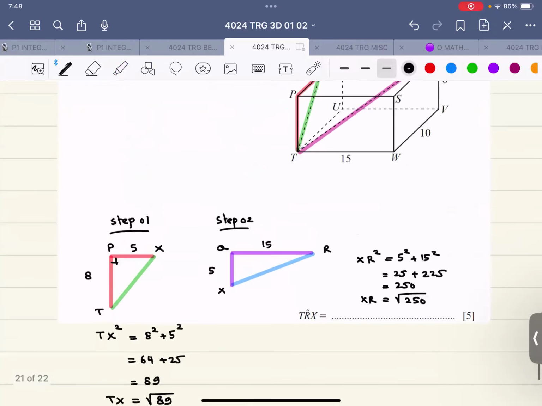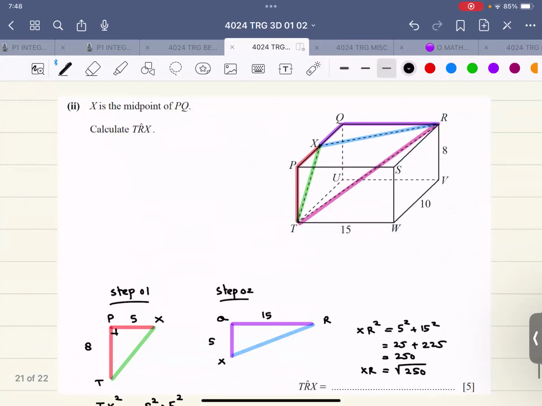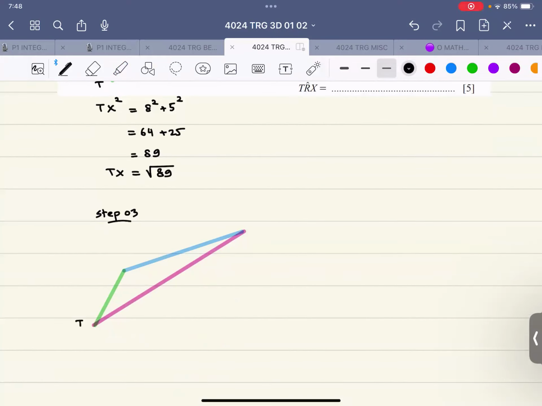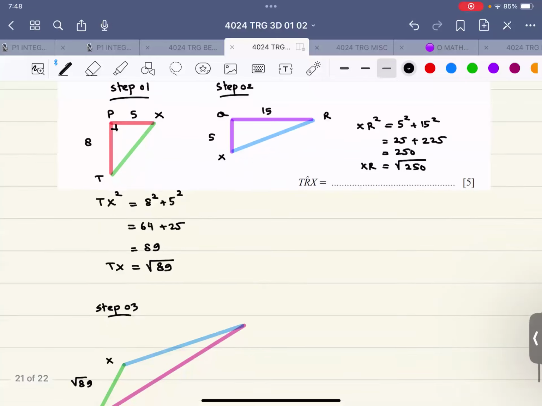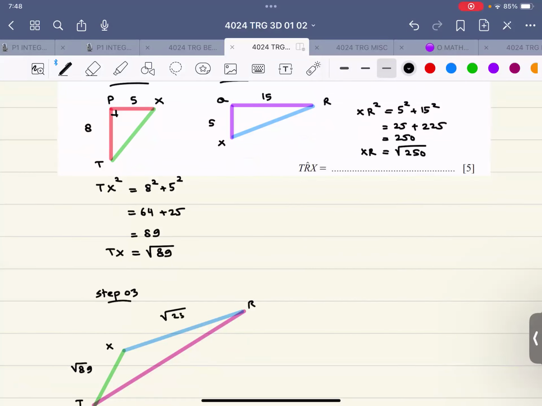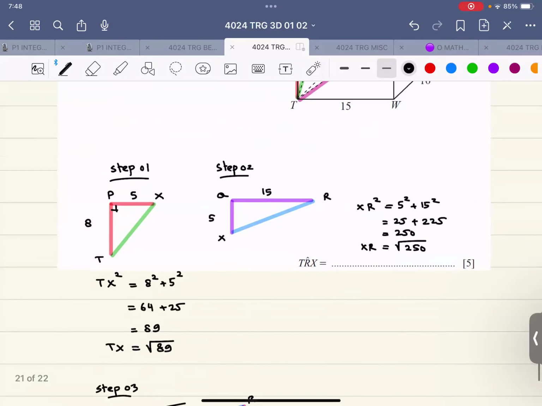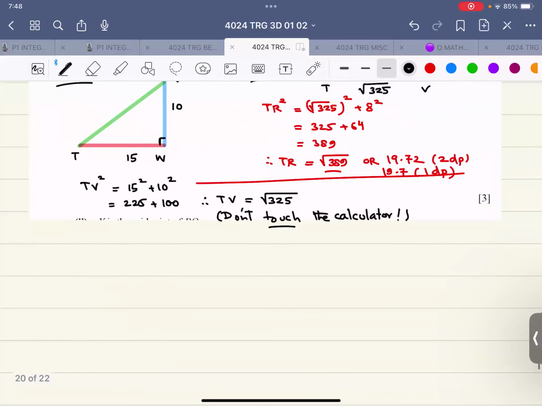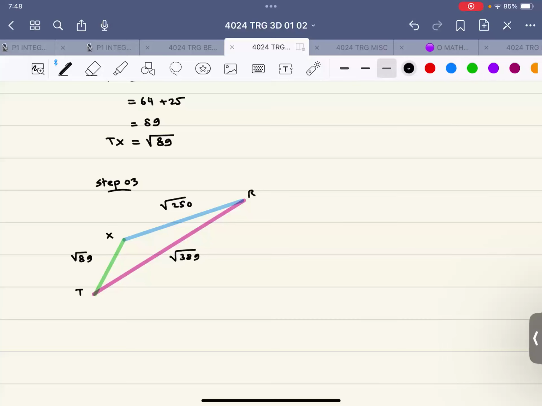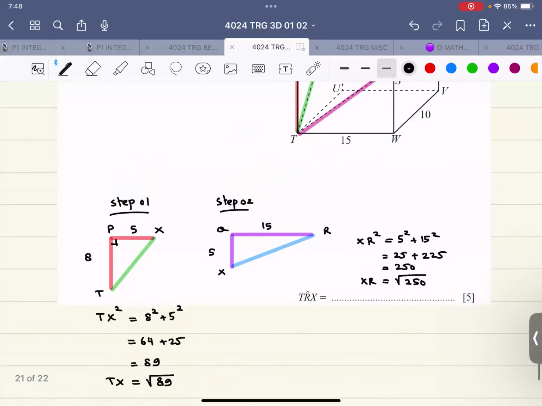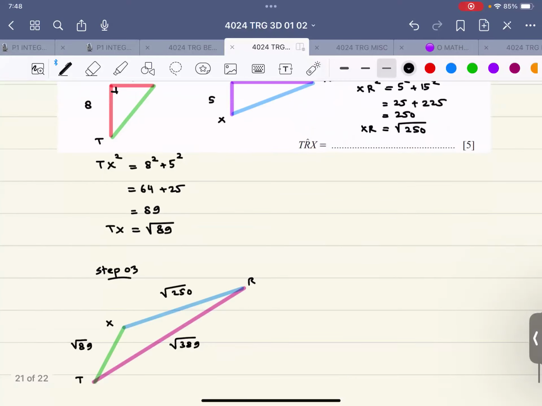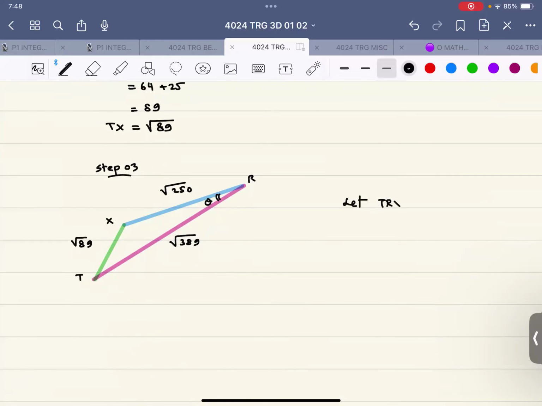So therefore, this is TX. TX is root 89. This is T. This is X. This is root 89. And then we have XR, which is root 250. And then we also have TR. TR over here is root 389. So this is root 389. And we are interested in which angle? We are interested in TRX. So we are interested in this angle. Let me label it theta. So let TRX be labeled with a symbol theta.